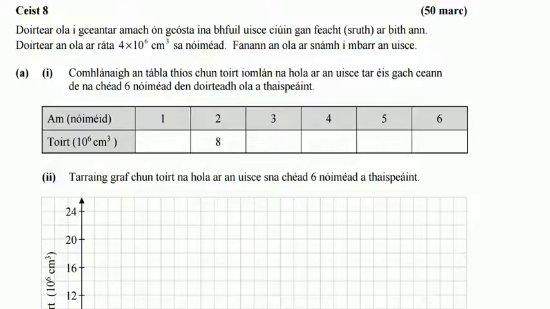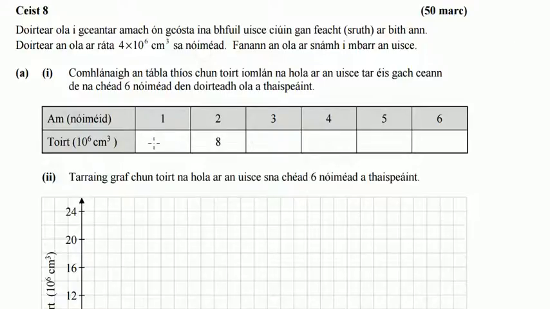An oil spill occurs offshore in an area of calm water with no currents. The oil is spilling at a rate of 4 by 10 to the power 6 centimeters cubed per minute. The oil floats on top of the water. Question A, Part 1. Complete the table below to show the total volume of oil on the water after each of the first 6 minutes of the oil spill.